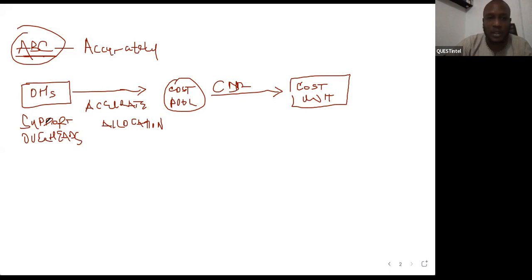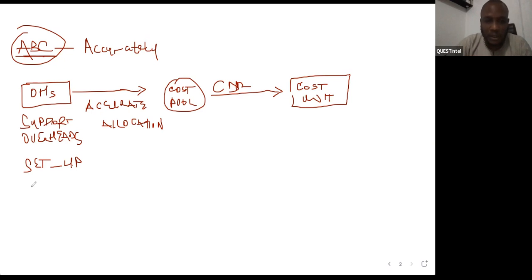Now, when we talk about support overheads, we can look at a few examples. So things like setup. When we are manufacturing, the cost of setting up will be an important cost that would make up our total cost of producing a unit. So if we're setting up 3 times for a particular product, that will be more expensive, all other things being equal, than another product that is set up only once for production.